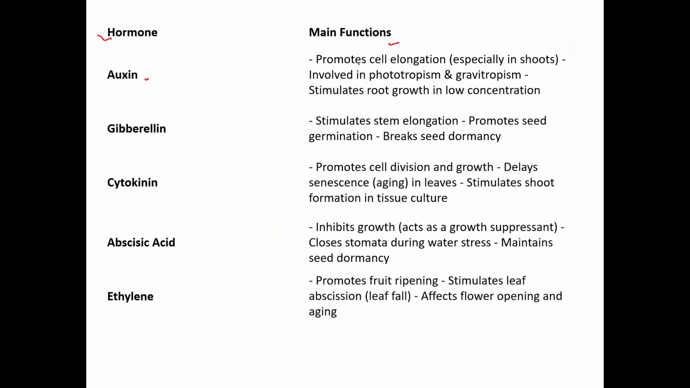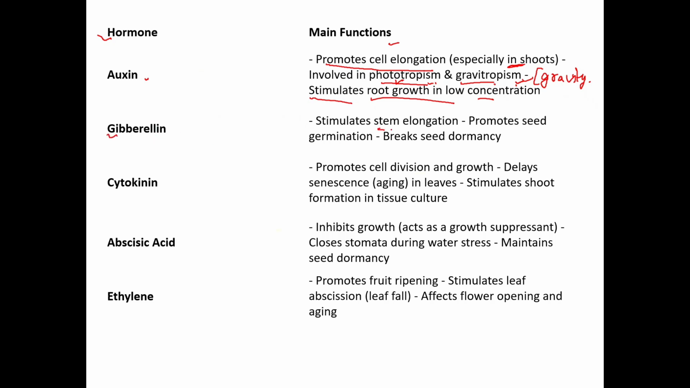First one, auxin, we just discussed. It promotes cell elongation, especially in the shoots, and is involved in phototropism, gravitropism. We will look at the terms phototropism and gravitropism in depth. It stimulates root growth in low concentration. So basically phototropism is movement of a plant part towards light. Gravitropism is movement of a plant part along gravity. So roots grow along the direction of gravity. This is gravitropism.